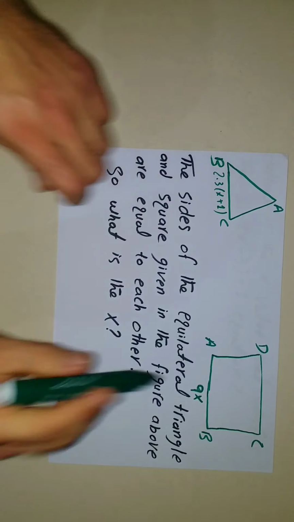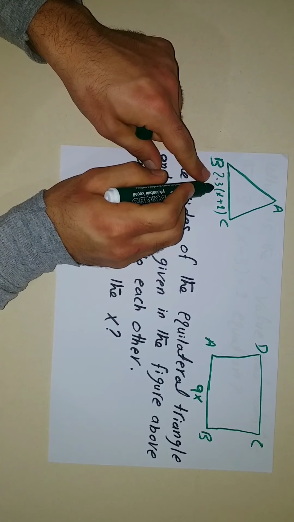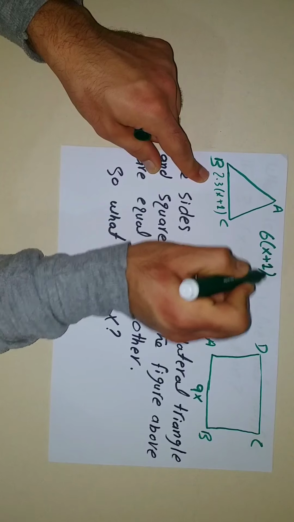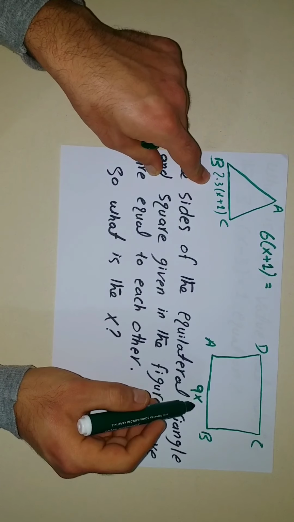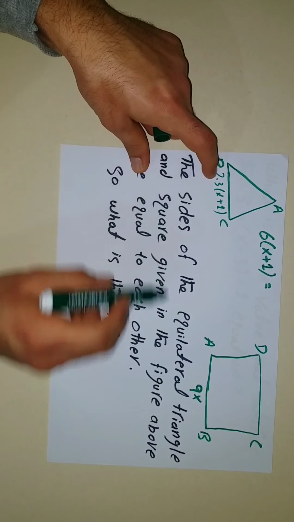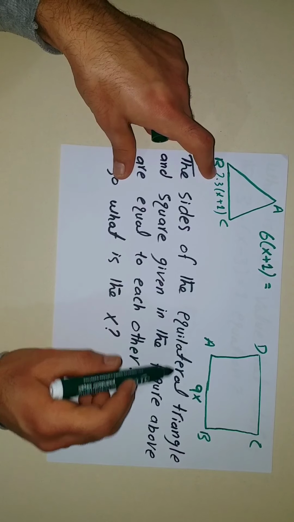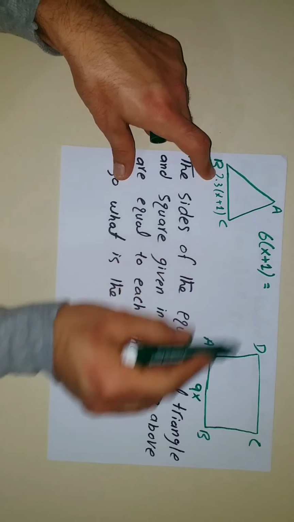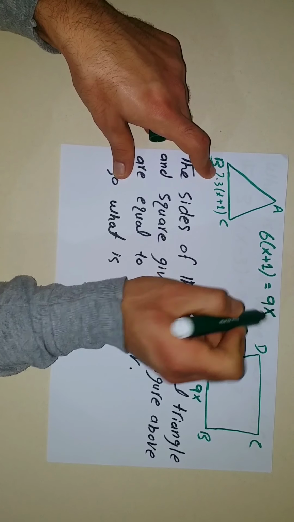Like 2 threes are 6. 6x plus 1 is equal to 9x. It is given that the sides of the equilateral triangle and square in the figure above are equal to each other. So what is the value of x?